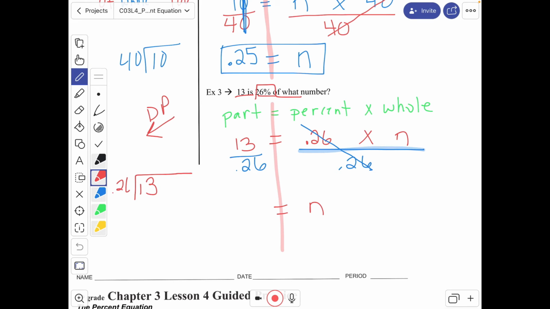13 divided by 0.26. Remember, you have to move the decimal 2 spaces. So I have to move it 2 spaces on the inside of the house. So now my decimal's back here. And 26 goes into 130 about 5 times. Because 5 times 26 is 130. And then 26 goes into 0 times. So n is 50.